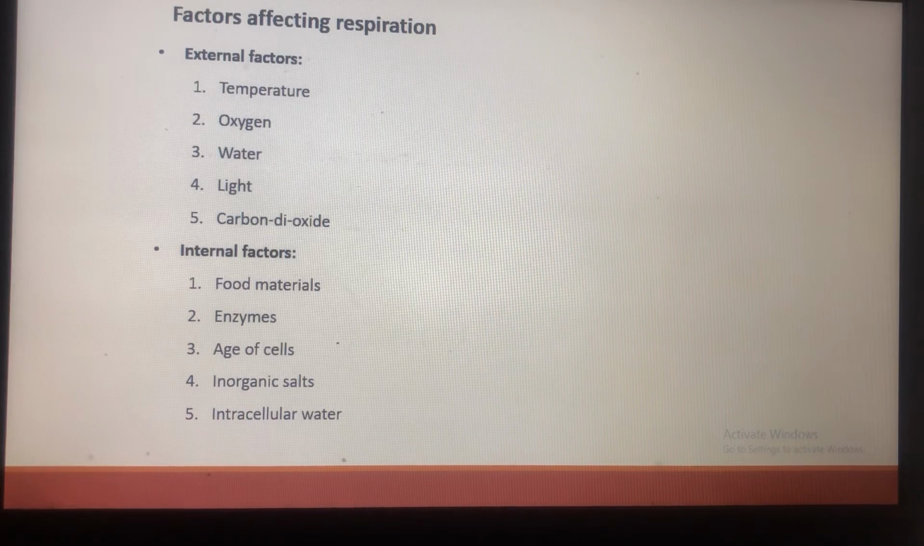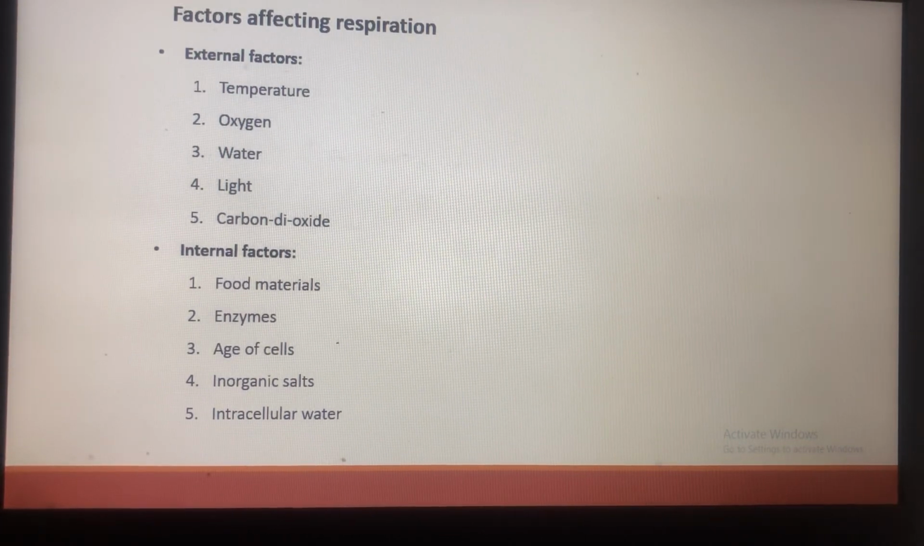Last external factor is carbon dioxide. As our product of respiration is carbon dioxide, if the amount of carbon dioxide in the air surrounding the plant is high, then the respiration rate will be slower because the air is already saturated with carbon dioxide. If the amount is low in the air, the respiration rate will be higher.